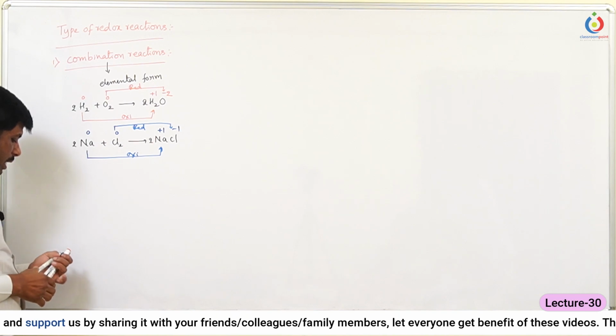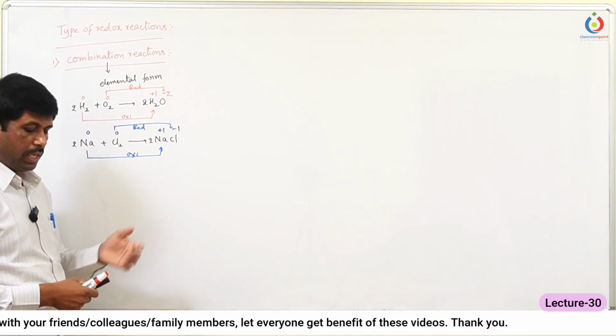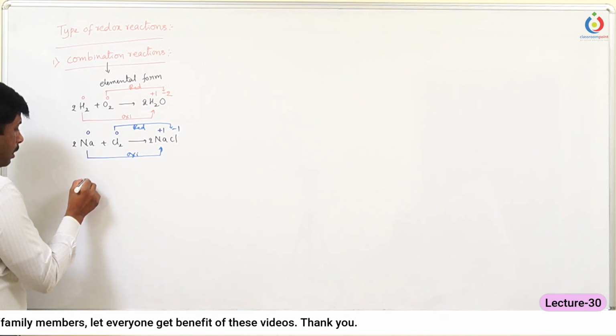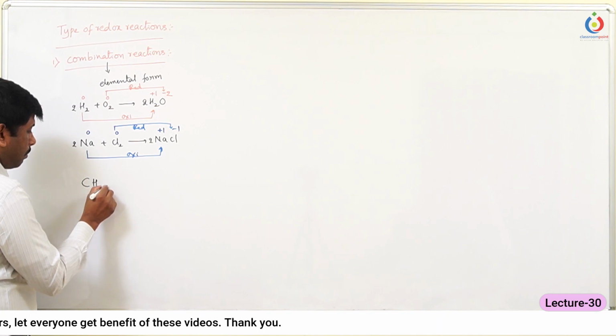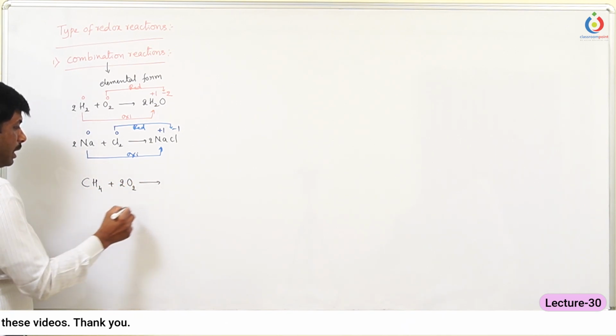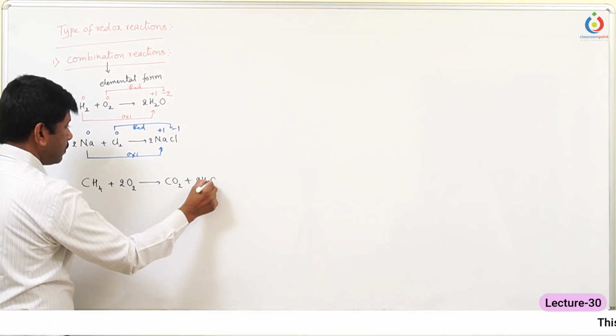So in these reactions, both of the reactants are in the elemental form. That's why they can be called redox reactions. Now let us see what happens if one of the reactants is a compound and the other reactant is an element. So it gives CO2 plus 2H2O.